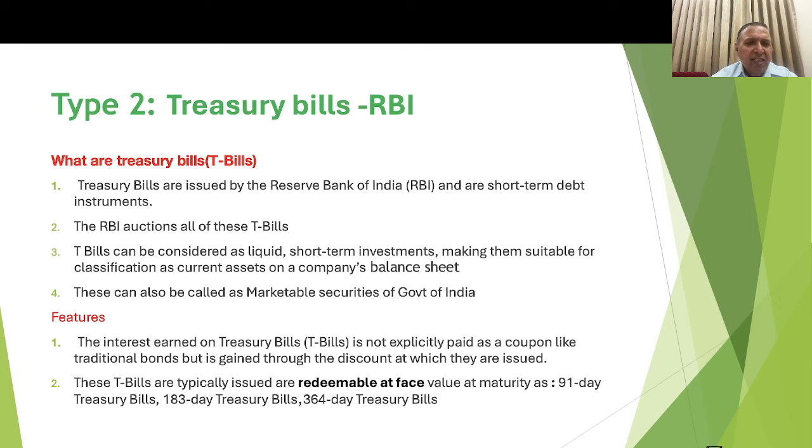Features: the interest earned on these treasury bills is not explicitly paid as a coupon like traditional bonds, but is gained through the discount at which these are issued or auctioned. These T-bills are typically issued and redeemable at face value at maturity, say 91 days treasury bills or 133 day treasury bills or 64 days treasury bills, as per the RBI policy.